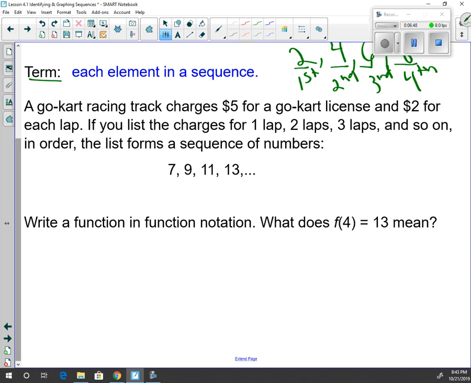All right, so first problem here. A go-kart racing track charges $5 for a go-kart license and $2 for each lap. If you list the charges for lap 1, 2, and 3, and so on in order, the list forms a sequence of numbers, right? So this is obviously the 5 plus the $2 for the first lap, right? And then plus 2 each time, right? We're just adding 2 from there on out. Our job is to write a function in function notation. And remember, functions in function notation always start with f of n.